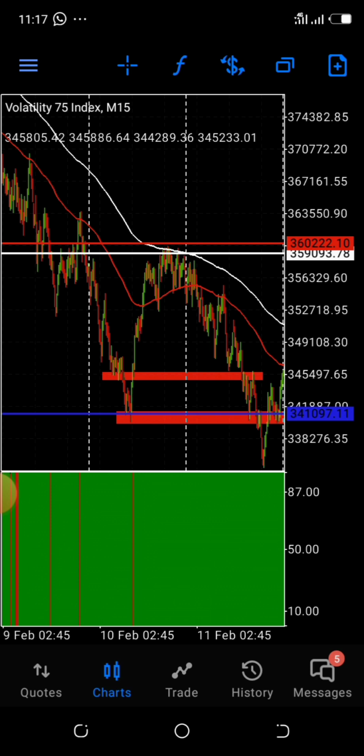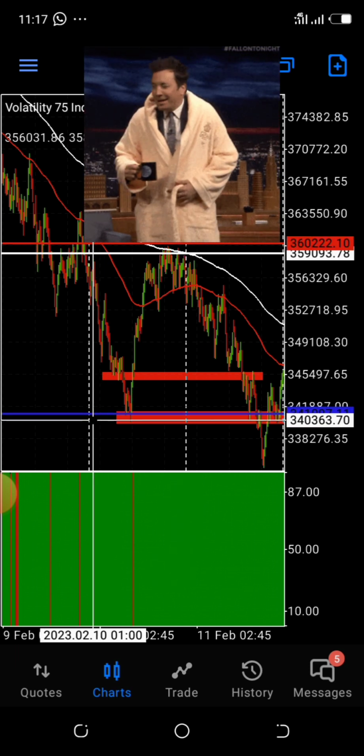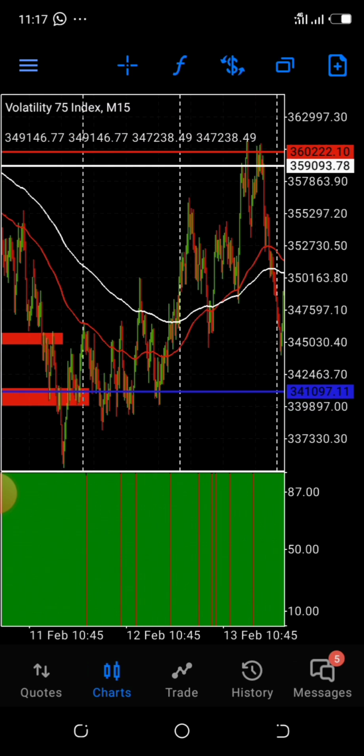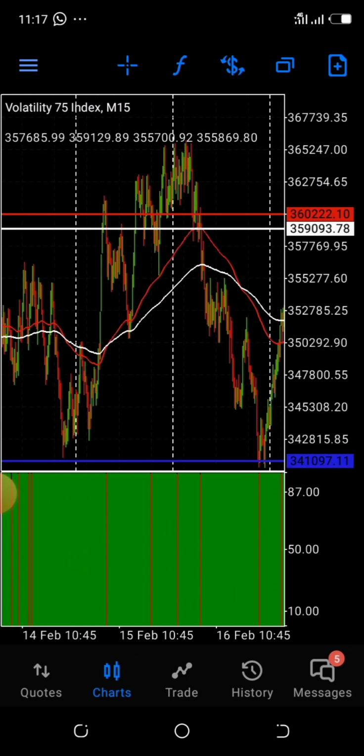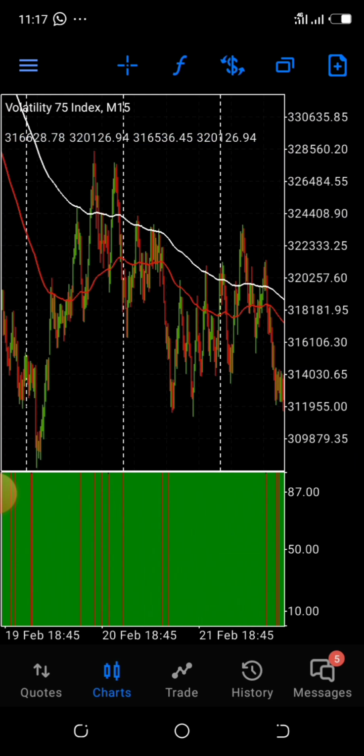Now just look at the risk to reward ratio. Look at it yourself. The red one is your risk, the white one is your entry, this is your reward. Did you see that? So you can actually go through this signal to check the accuracy of how this thing works. Guys, this thing is effective.